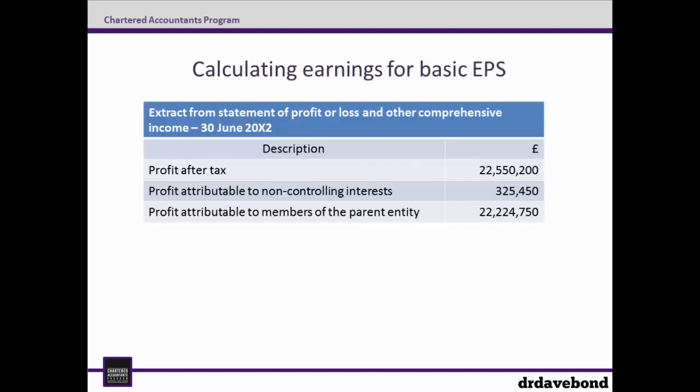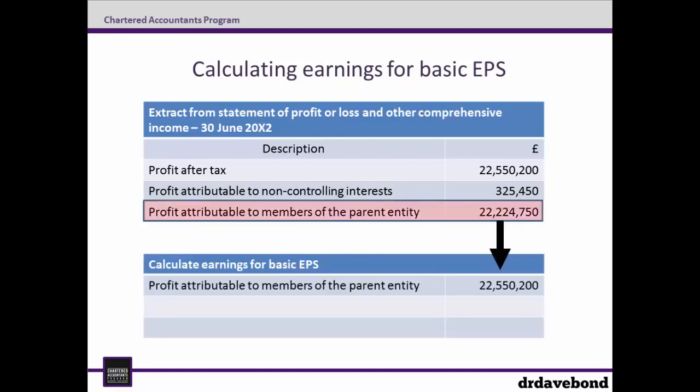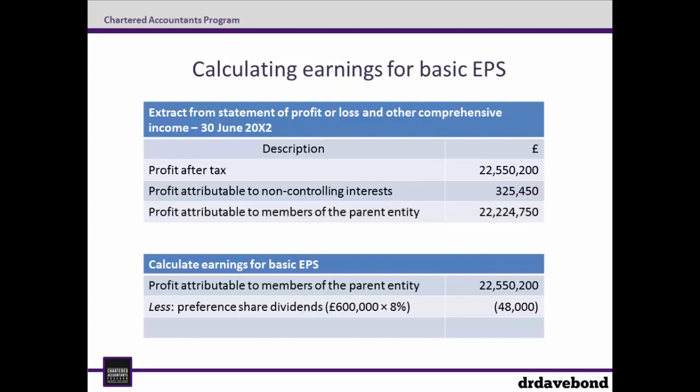So turning back to our example, for calculating earnings for the EPS calculations, we start with profit attributable to members of the parent entity. As the preference shares in this case were classified as equity, we deduct the dividends from this profit figure, as required by paragraph 10. The dividends were 8% on 600,000, which equals £48,000. This leaves us with earnings of £22,176,750, which is the numerator value for the EPS calculation and something you should keep stored away for later on in this video.